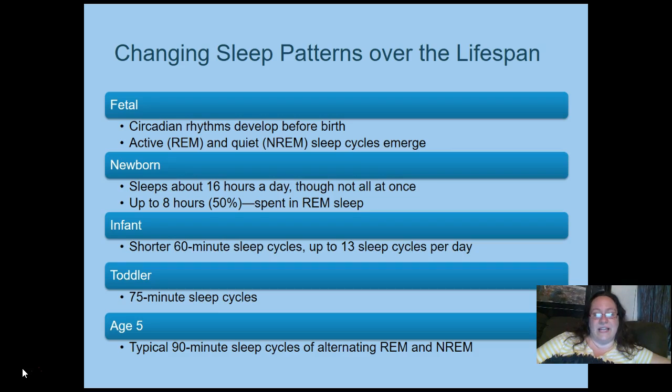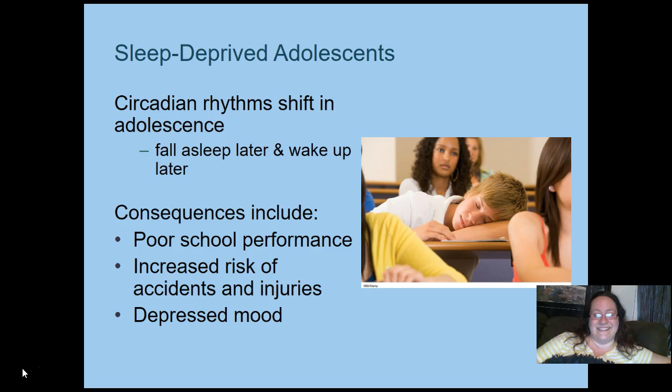Patterns also change over the lifespan. So for the fetus, we see these patterns developing before birth. We see the sleep cycles. With newborns, they sleep a lot, but not all at once, so it's very chopped up. And about half their time is spent in REM. Infants, we end up seeing more short cycles, so 60-minute sleep cycles. Toddlers, they're getting a little bit longer. And by age 5, we often see more of the characteristics of adult sleep patterns.